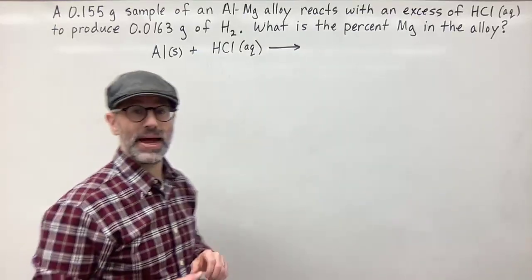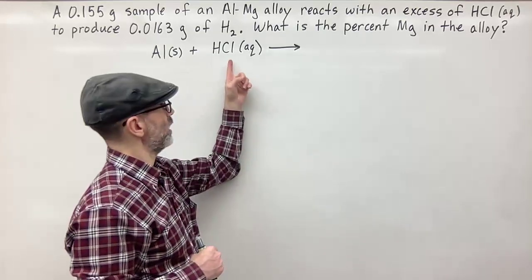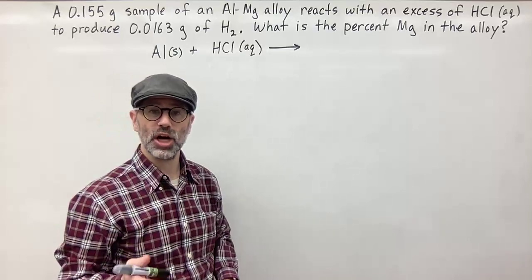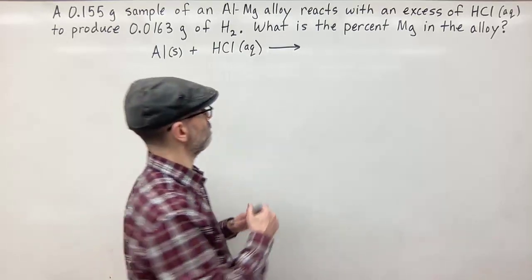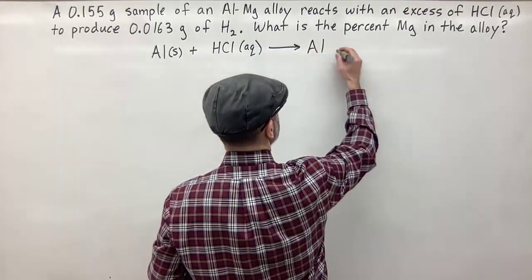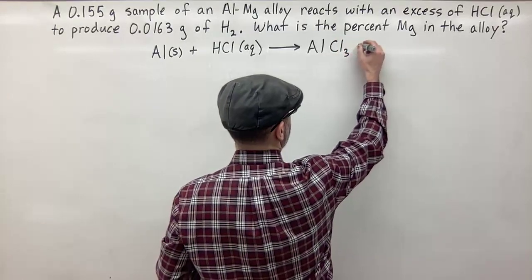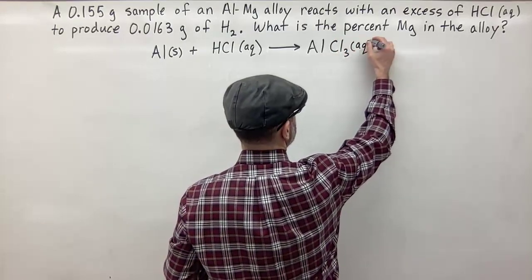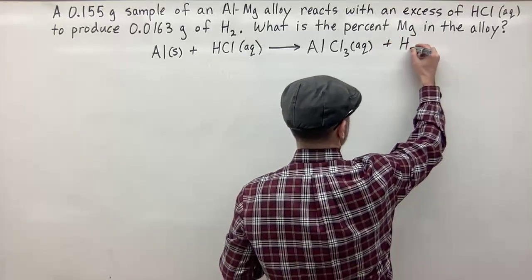So aluminum is going to have a 3 plus charge. The chloride ion is going to have a -1 charge. So I'm going to need 3 chloride ions to balance the charge of the aluminum. So one of my products is going to be AlCl3 aqueous. And then the hydrogen is going to be by itself.